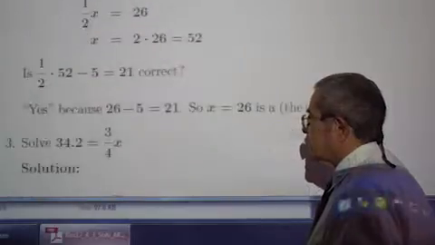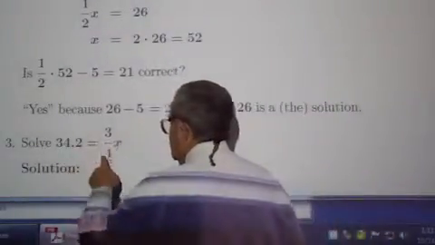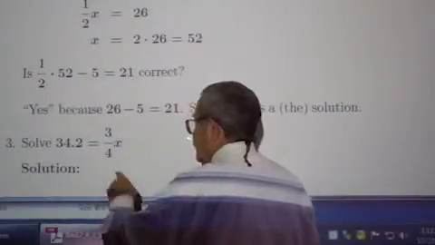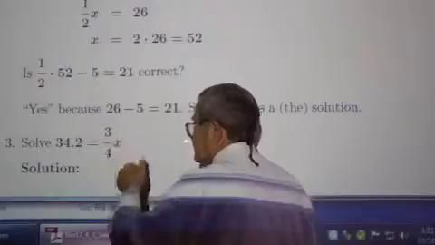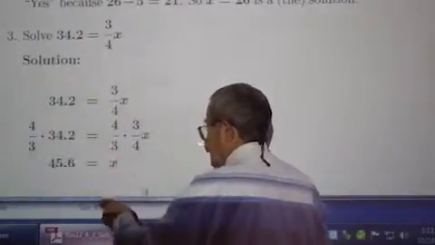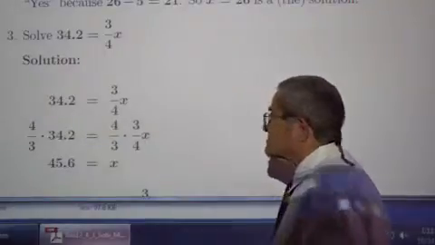And then you wanted to solve 34.2 equals 3 over 4x. You divide by 3 over 4, which means you multiply by the reciprocal 4 over 3. And you come out with x, which is 45.6.